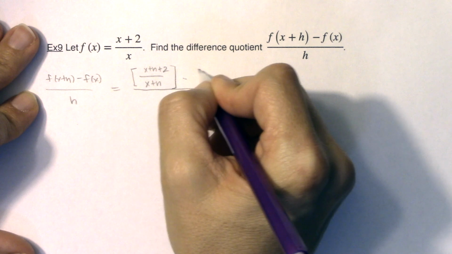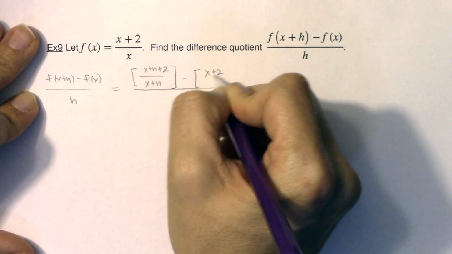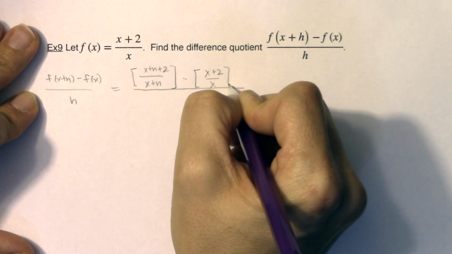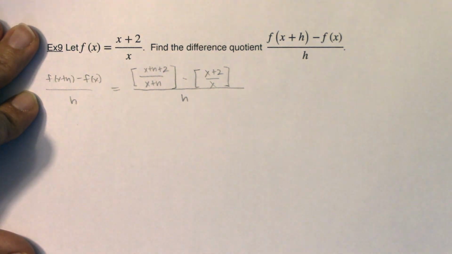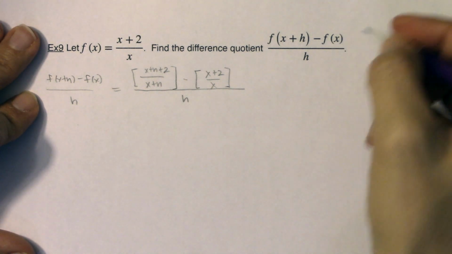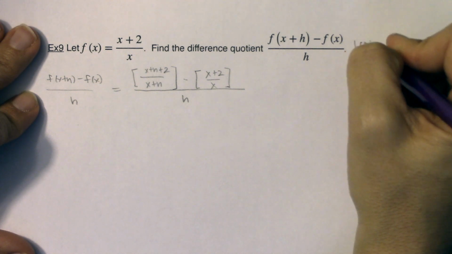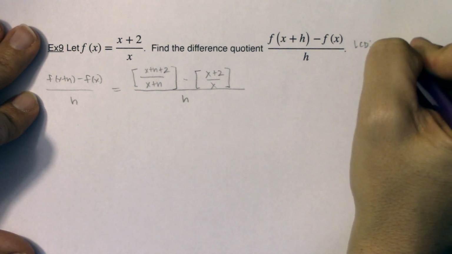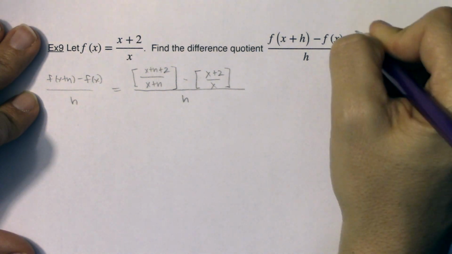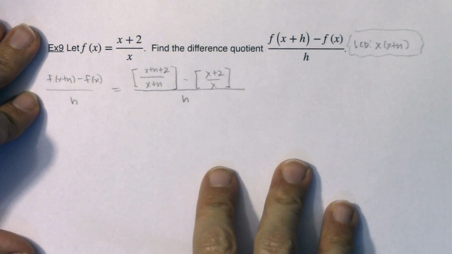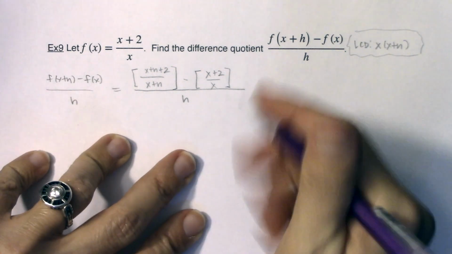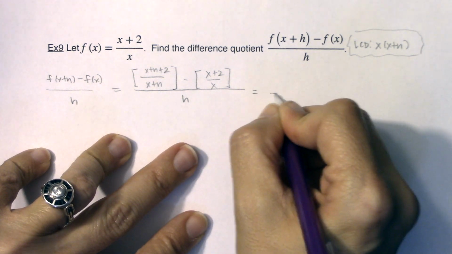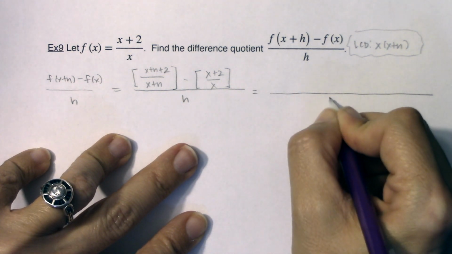All right, I'm going to subtract out my original function of x plus 2 over x, and I'm going to put that in quotient to h. Okay, so my LCD, I'm going to put this off to the side here. My LCD is x times x plus h. So I'm going to start to clean up that numerator a little bit. So again, I'm going to give myself just a ton of room for algebra. There's always so much algebra.